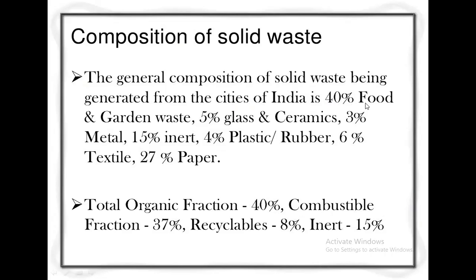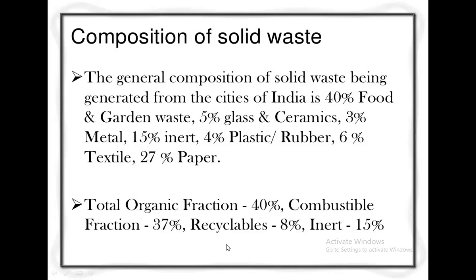What is the composition with the percentage? How is this solid waste divided? 40% is food and garden waste, which is more. 5% is glass materials, glass and ceramics. 3% is metal, which contains aluminium, iron, etc. 15% inert, 4% plastic or rubber of different kinds. 6% textile, which includes clothes of different kinds. 27% paper.